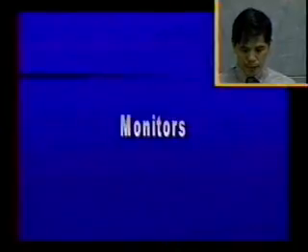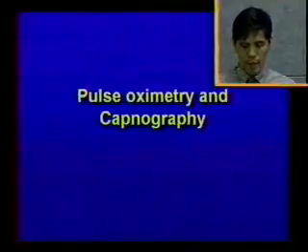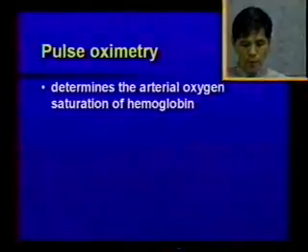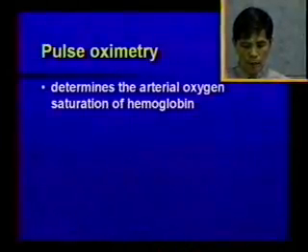So this is the last segment of this presentation, and I'll just discuss here two emerging technologies, the pulse oximetry and capnography. What is pulse oximetry? Pulse oximetry determines the arterial oxygen saturation of hemoglobin, so you can use it to detect hypoxemia in your patients.